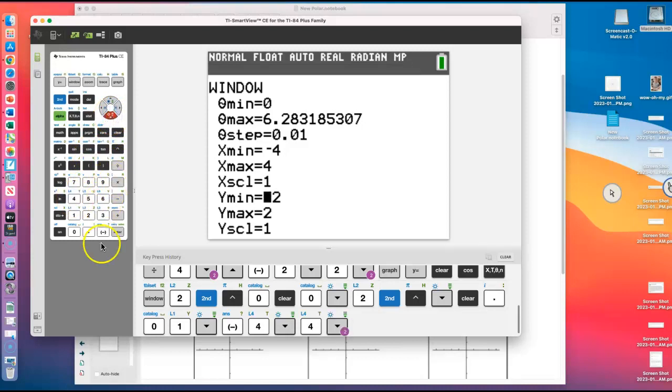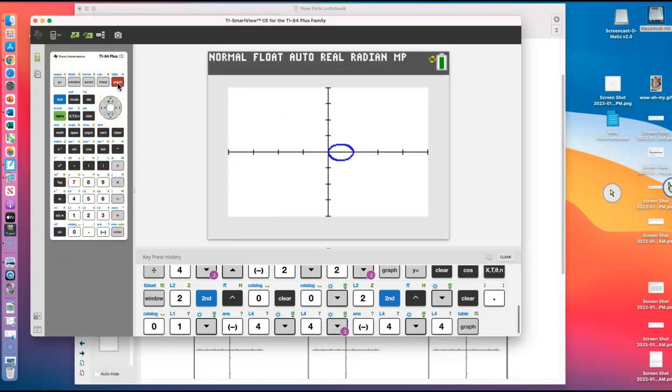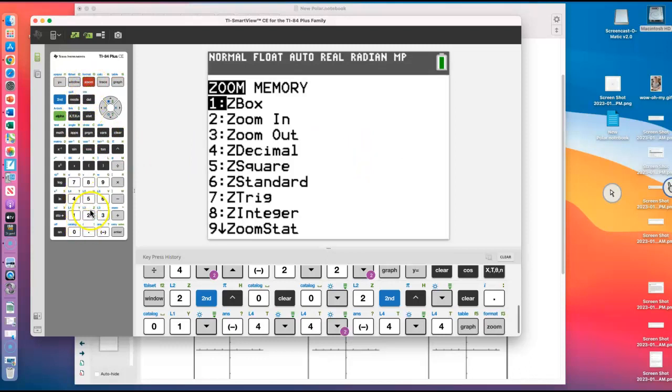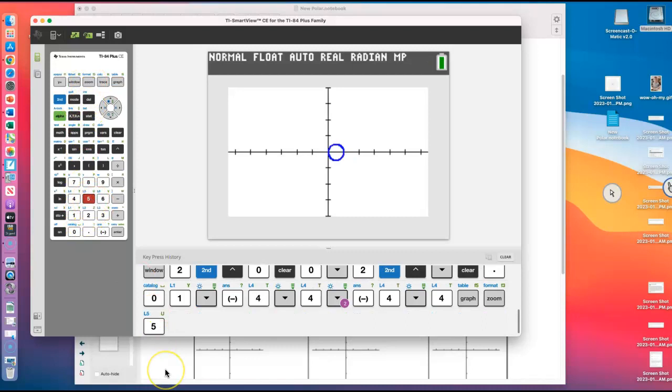I'm going to do the same here. -4 to 4. I'm going to hit graph, and you'll see it made what looks like a circle. It actually looks like an ellipse, but it's a circle. If it bugs you, if you hit zoom square, what is that, number 5, I think? It'll square that up for you. Do you see how it made a circle? We'll talk about why it put itself over there and why it started and went around this way.